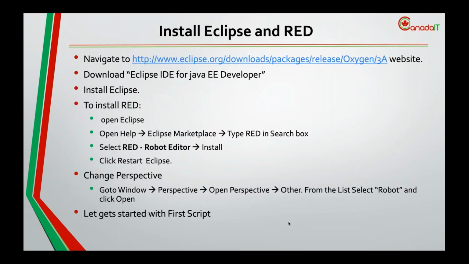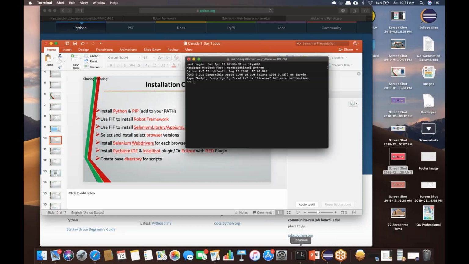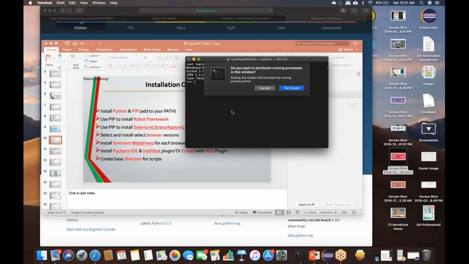Let me maximize it. Okay, so first, once you have Python, it says you need to have Python, and once you install Python, you will get pip by default with Python. pip is a software, or you can say a package, used to install other packages for Python. So to install Robot Framework, you just say pip install robotframework, and use pip to install these libraries. I'm gonna show you how we're gonna do it. Once you have everything, let me close it and do it again.